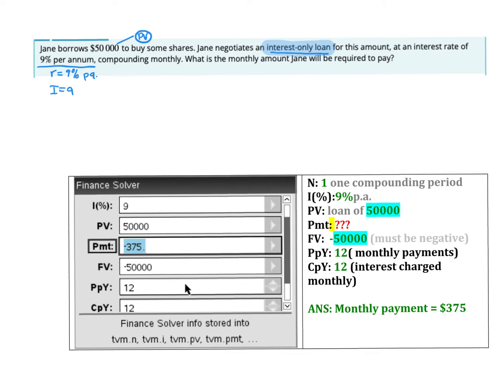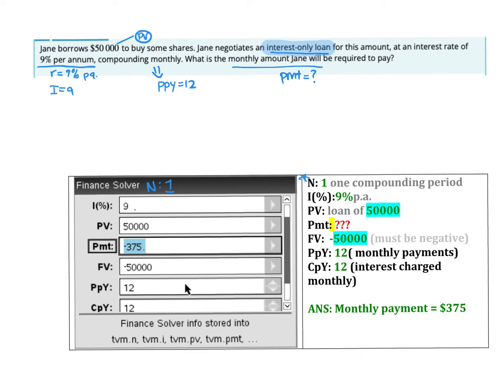Then it's compounding monthly. So we know that's telling me PPY is 12. And what is the monthly amount Jane will be required to pay? So really they're looking for the payment. So if we go into here, we've done it in our finance solver, it's been cut off. So N would be 1. So it's there, written there.